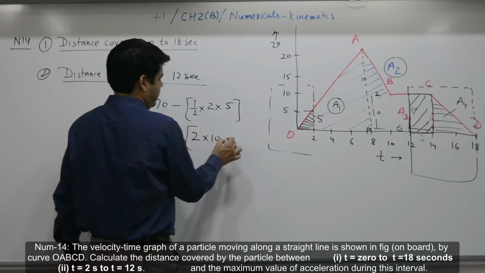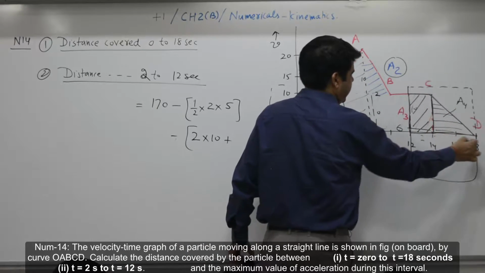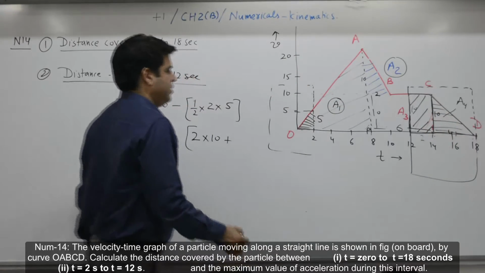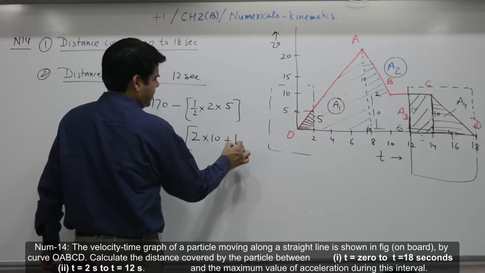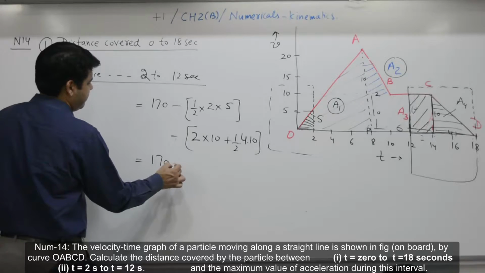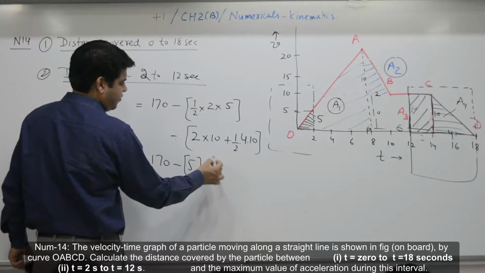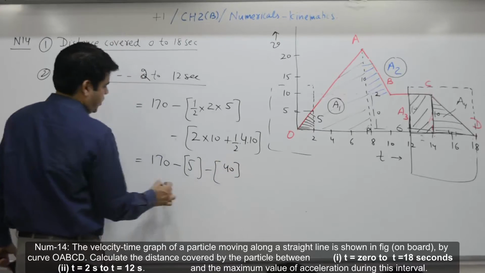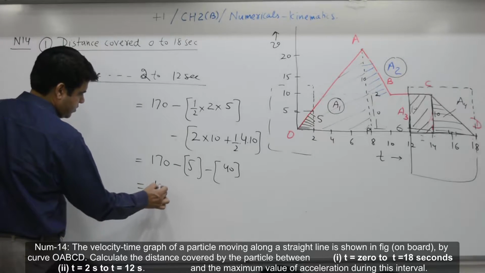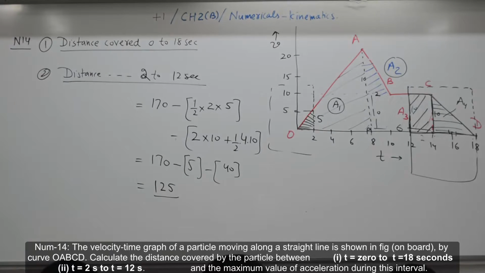2 into 10 plus area of this triangle A4. 1 by 2 base 4 into this height is how much? 10. 20. 1 by 2 into 4 into 10. What you get is 170 minus 5 minus, this is 40. 170 minus 45. Yes. 125. Check, answer to the second part, 125.